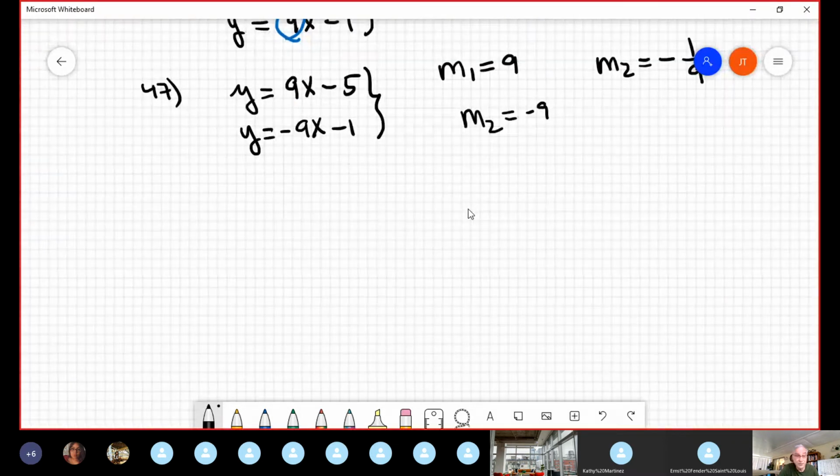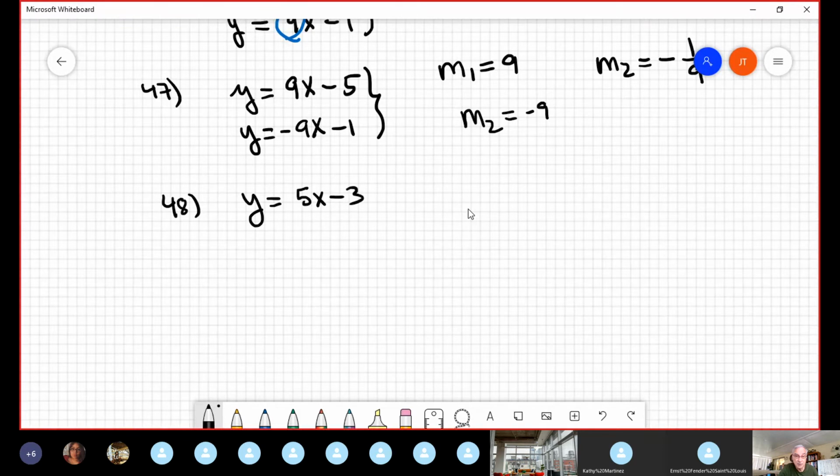48. The first line is y equals 5x minus 3. And the second line is negative 1/5 x plus 2. Classification: parallel, perpendicular, neither? Perpendicular.